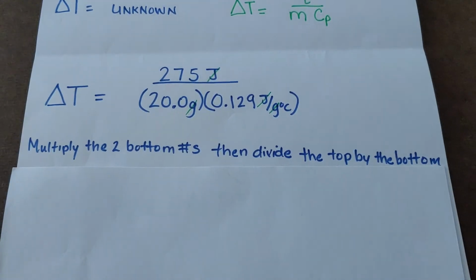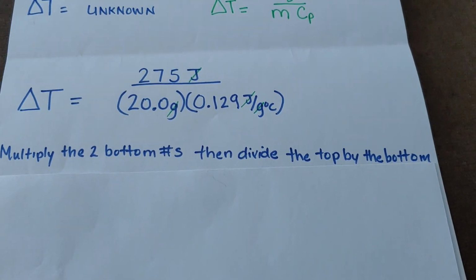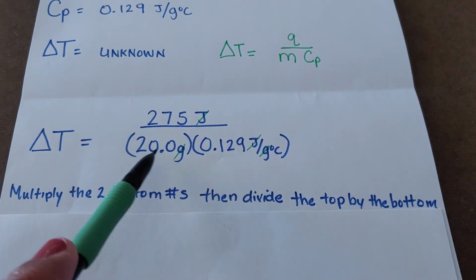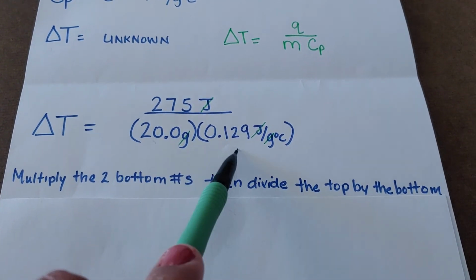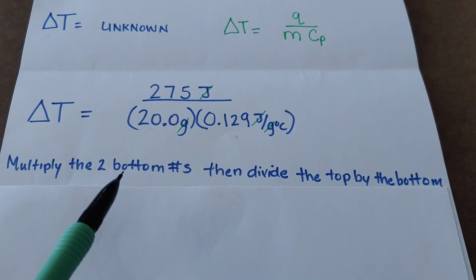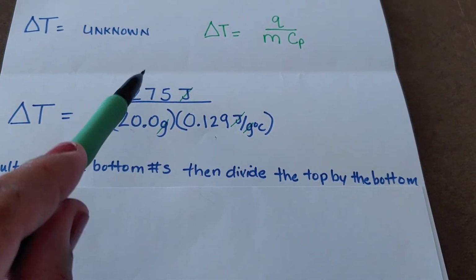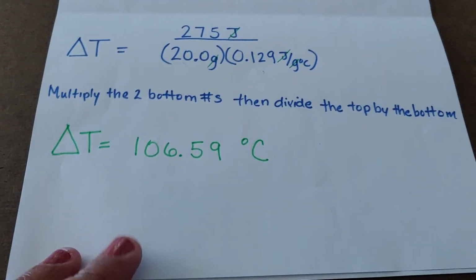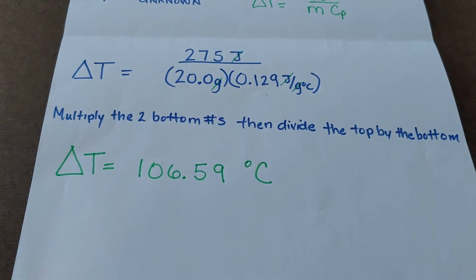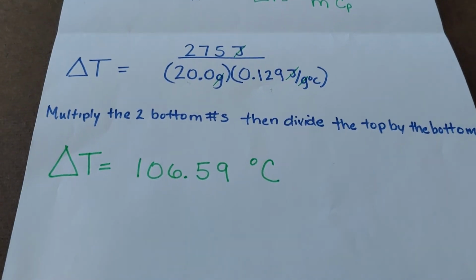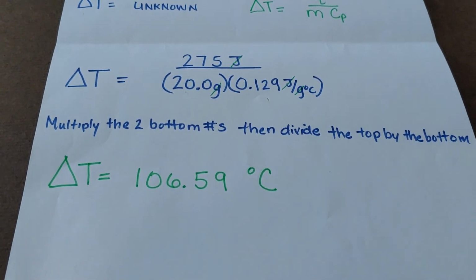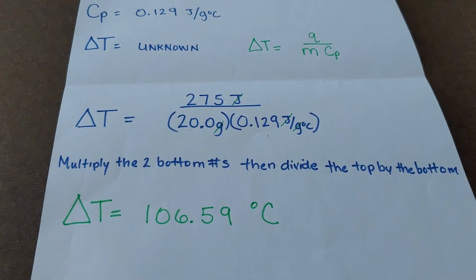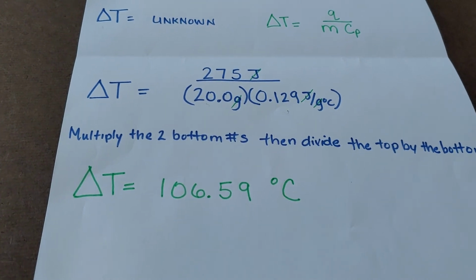All right, so we're kind of looking at the same scenario as the rest. So we have 275 joules, and that's going to be divided by what you get when you multiply 20 and 0.129. Okay, so multiply the two bottom numbers, and then you're going to divide the top number by the bottom answer. Okay, so let's go ahead and do that. Once we plug it into our calculator, we are going to find out that delta T is equal to 106.59 degrees Celsius.